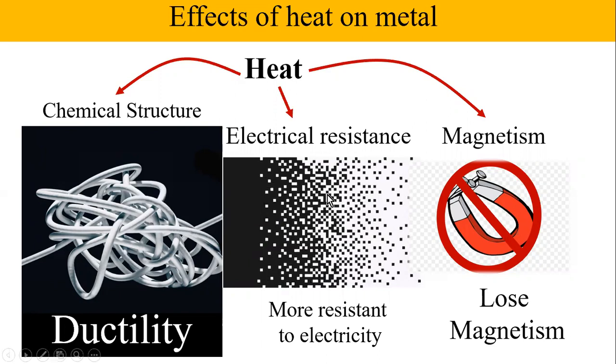Heat can also impact the electrical resistance of a metal because, as you know, the hotter the metal gets, the more the electrons scatter. Let's say that these little points here are electrons. So if you add more heat, the electrons are going to be dancing, let's say, more scattered, causing the metal to be more resistant to an electrical current. Metals heated to certain temperatures can also lose their magnetism. For instance, if you have a metal and you don't want it to be magnetic, you just do a thermal treatment to that metal.